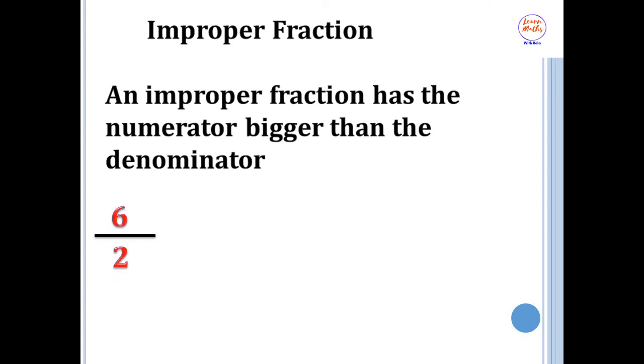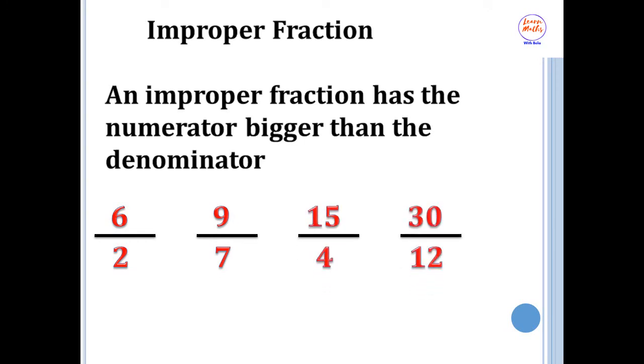So we have examples here: 6 over 2, 9 over 7, 15 over 4, and 30 over 12. So you can see how heavy those numbers up are. And they are just pressing down on the one that is below. Improper fractions, because we don't want our numbers to be that way, we want it to be like a proper fraction. That is where a mixed fraction comes in.